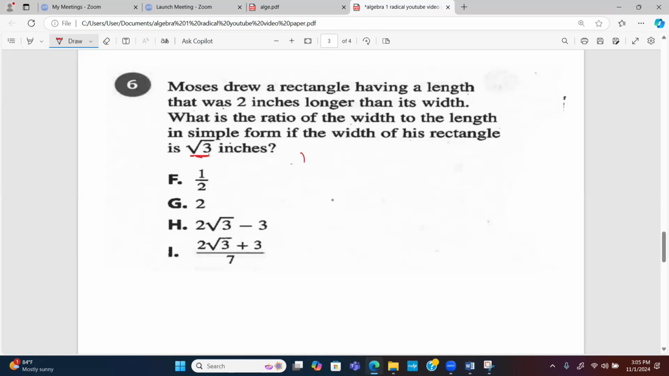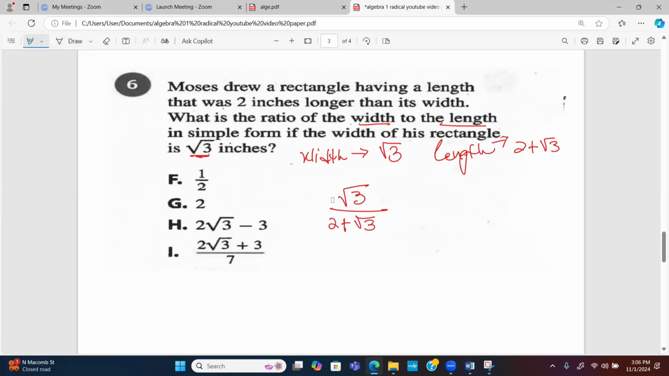So basically, the width is actually the square root of 3. The length was said to be 2 inches more. So we could say 2 plus the square root of 3. Now, they want us to find the ratio of the width to the length. So I'm going to write this as a fraction, and I'm going to put the width at the top. So I'm going to have the square root of 3 all over 2 plus the square root of 3.